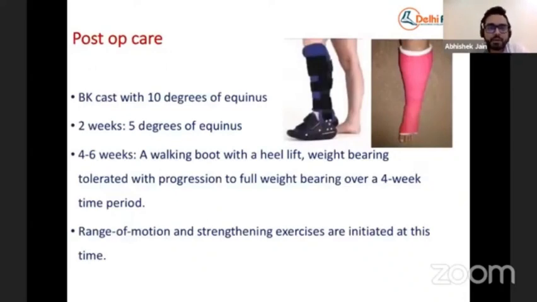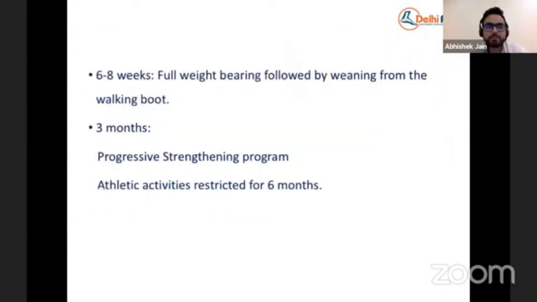Post-op care: below knee cast with 10 degrees of equinus at 2 weeks, make it 5 degrees of equinus at 4 to 6 weeks, a walking boot with a heel lift, weight bearing tolerated with progression to full weight bearing over a 4-week time period. Range of motion and strengthening exercises are initiated at 4 to 6 weeks. At 6 to 8 weeks, full weight bearing is allowed.